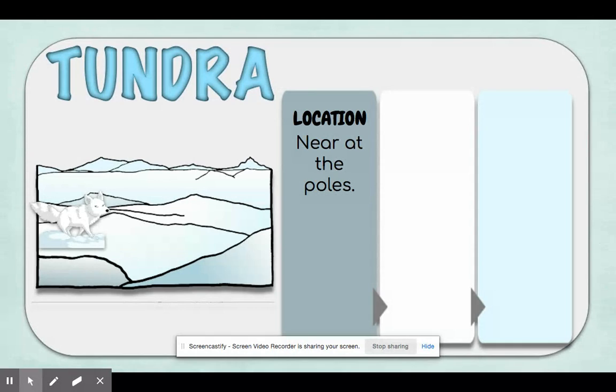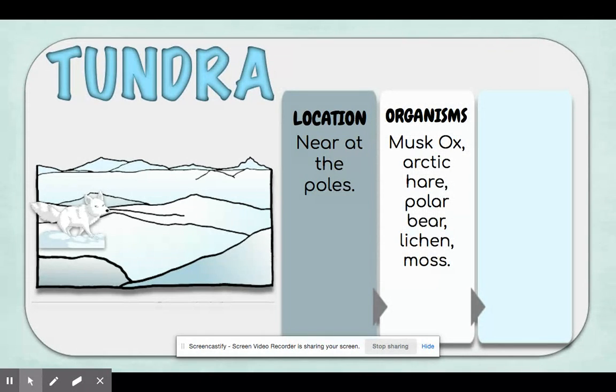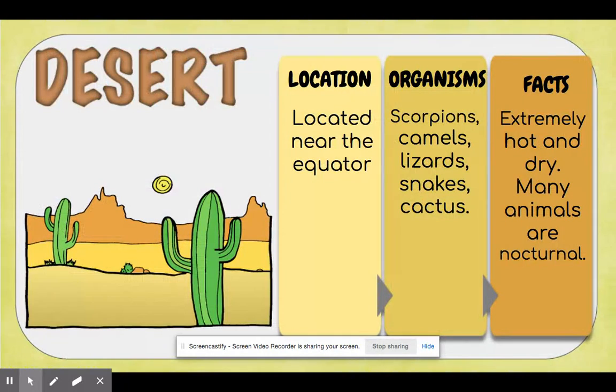The tundra is like where Santa Claus lives. Okay, it's at the poles. It has muskox, Arctic hares, polar bears, lichen, moss. It's very cold and no trees. Incredibly cold.